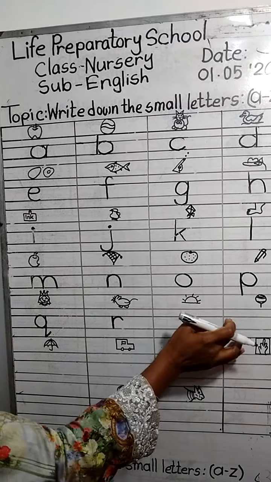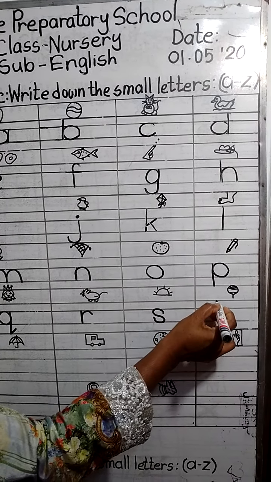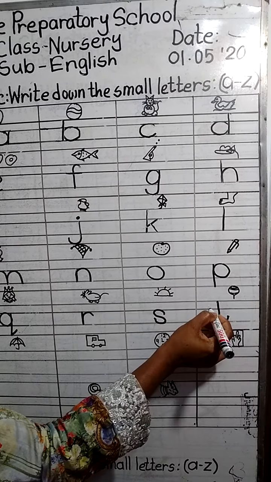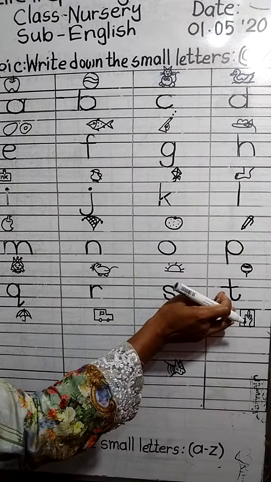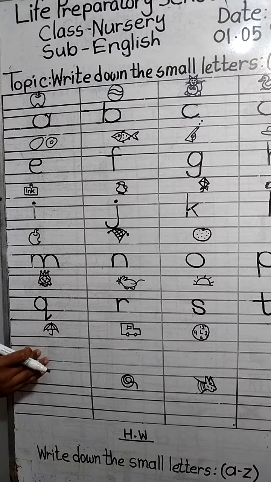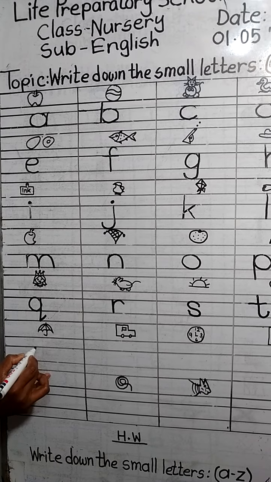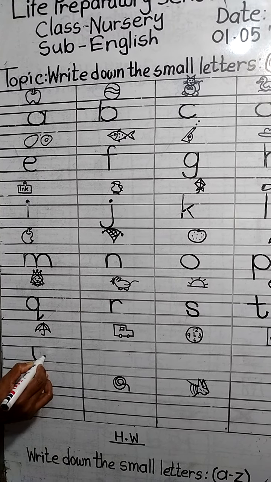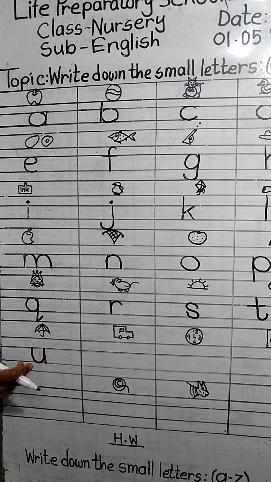S after T. Small letter T, first room to second room. At first, I will draw a straight line, first room to second room, and curve it and stop here. And I will give a small sleeping line here. This is small letter T. Small letter T after small letter U. Small letter U always in the middle room. Everybody look at the board and follow carefully, okay? I will give a small straight line in the middle room to third room and go up, go up, go up till the second line and go down till the third line. This is small letter U.